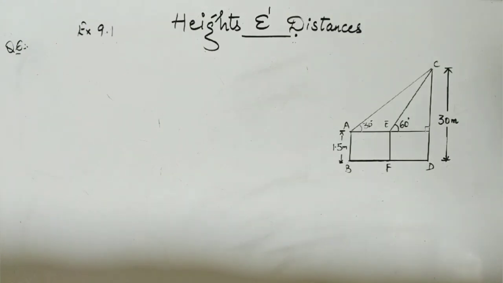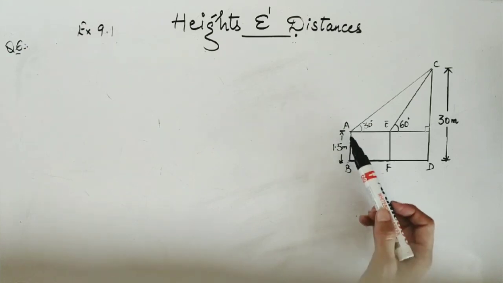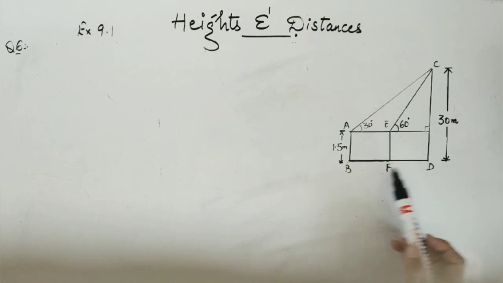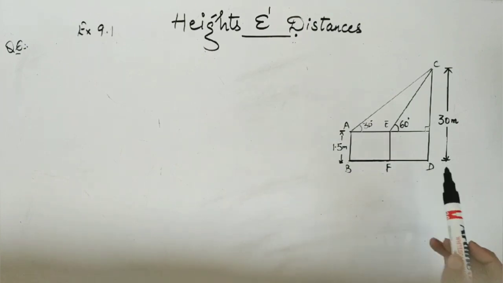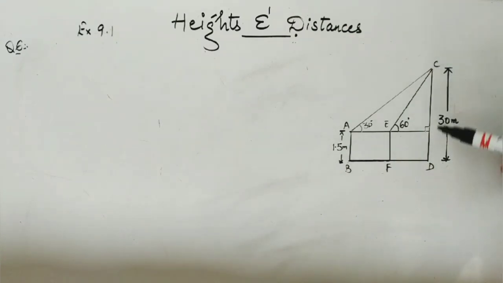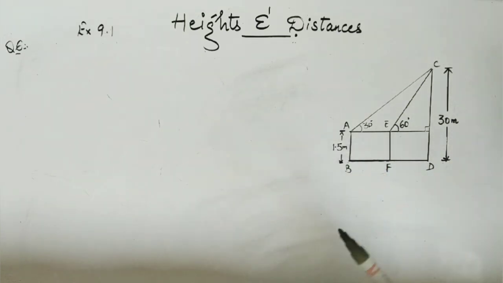Question number 6. A boy 1.5 meter tall is standing at some distance from a 30 meter tall building. Look at this. There's a boy. AB represents the boy whose height is 1.5 meters. He is standing at some distance. We don't know what this distance is. He is standing at some distance from a building which has its height 30 meters. So height of building 30 meters, height of boy is 1.5 meters.